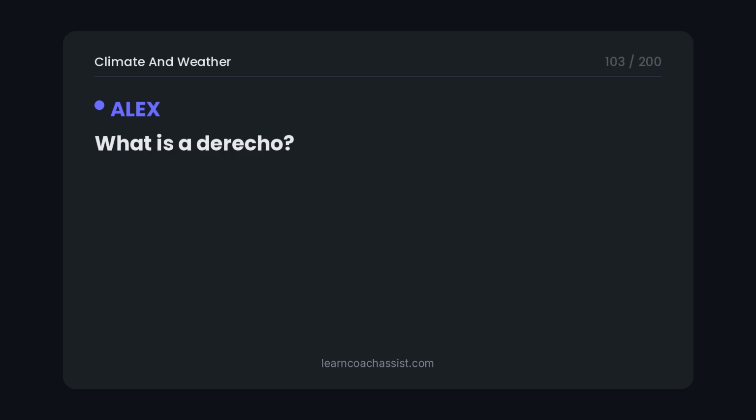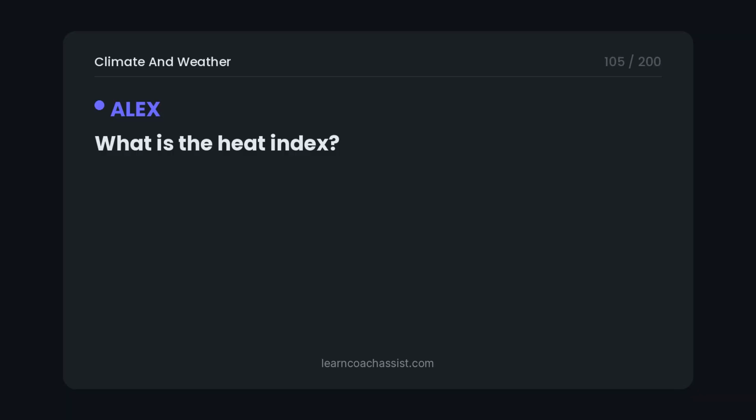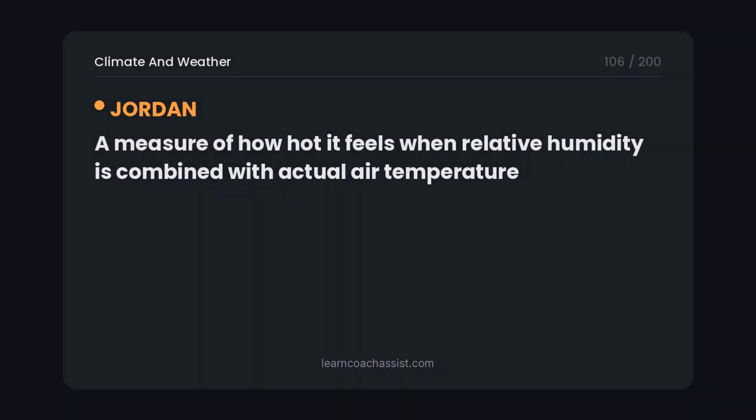What is a derecho? A widespread, long-lived straight-line windstorm associated with a fast-moving band of severe thunderstorms. What is the heat index? A measure of how hot it feels when relative humidity is combined with actual air temperature.